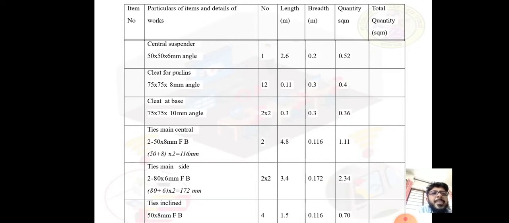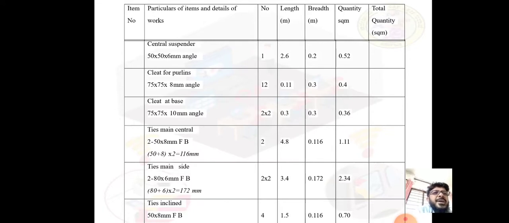cleat at base 0.36, then ties main central. So these are rectangles, so 50 plus 8, into 2, 0.116 m, so 0.116. So two numbers, 4.8 meter is the length, and its breadth, meaning total perimeter, is 0.116. So if you multiply, we will get total surface area of 1.11 square meter. Like ties 2.34, and ties inclined 0.7.